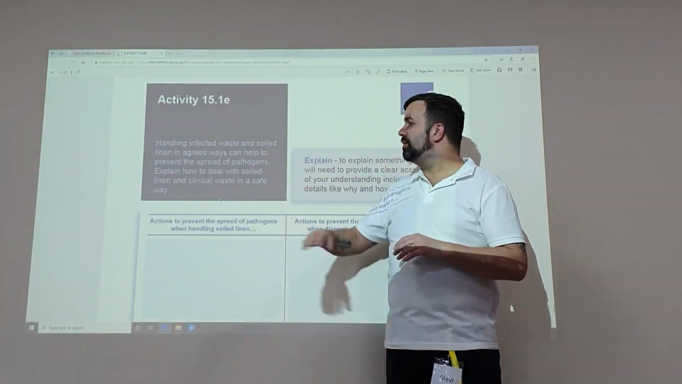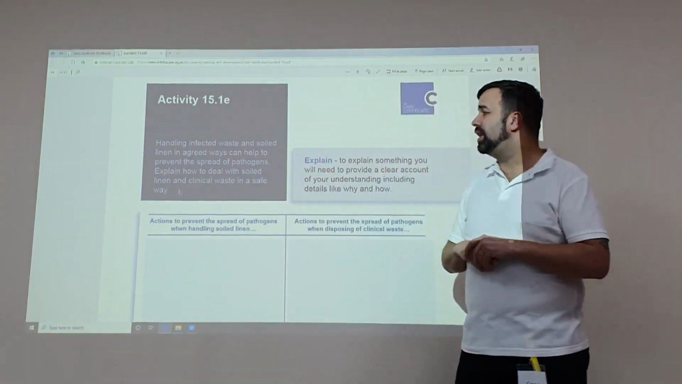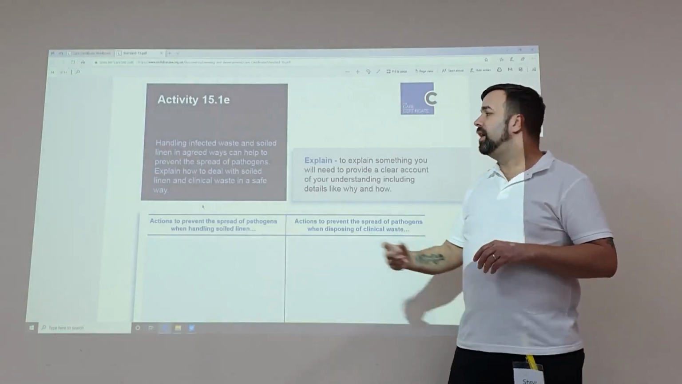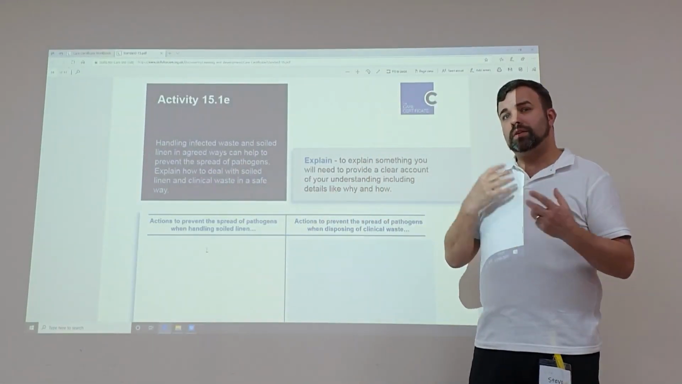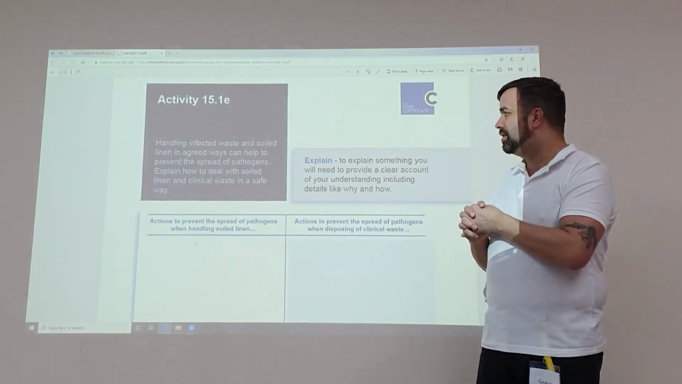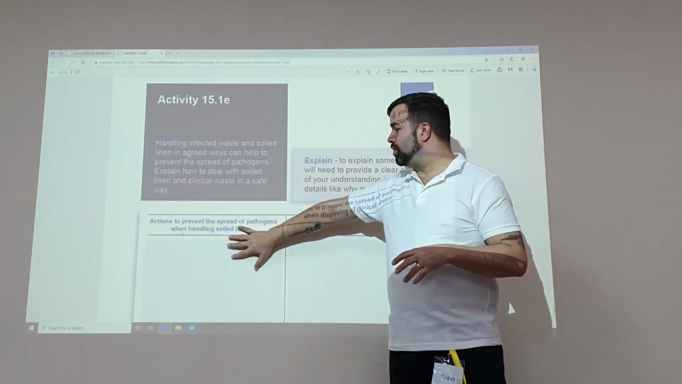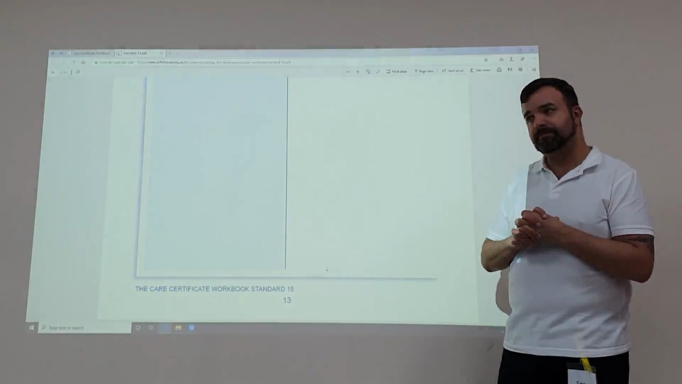Here, we're going to handle infectious waste and use the agreed way of working in it. Explain how to deal with soiled linen in a safe way. Now the reality is you can only talk about in people's homes, so hopefully you'll have your linen basket and you won't be throwing it on the floor and contaminating the floor. So what are you going to do and how will that help with the spread of infections?